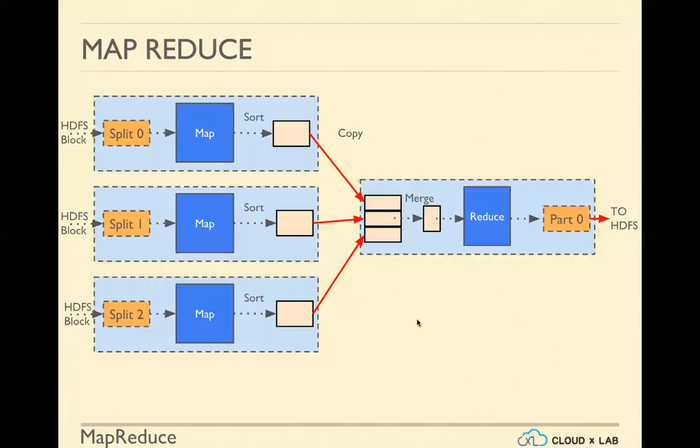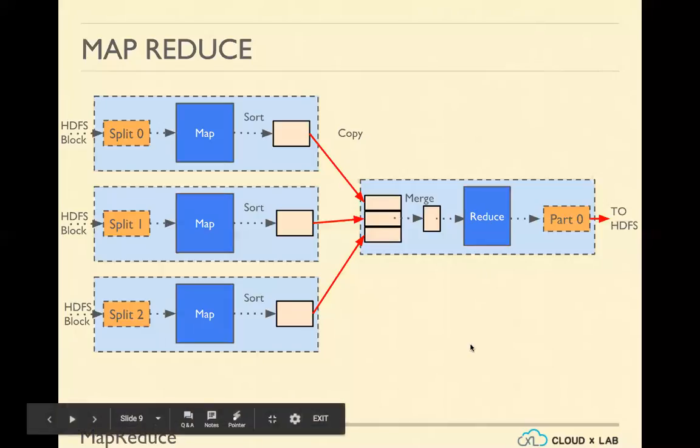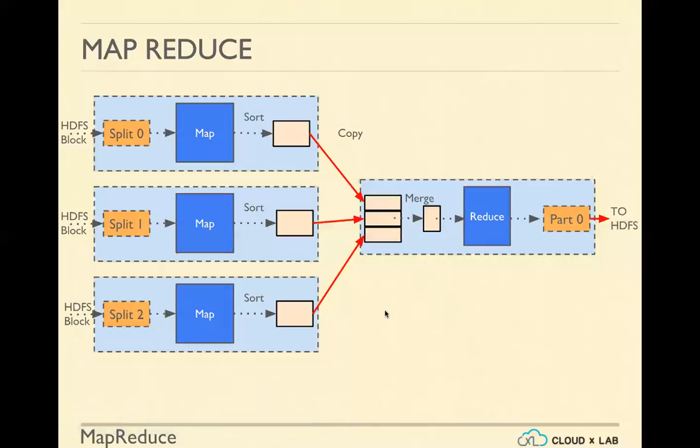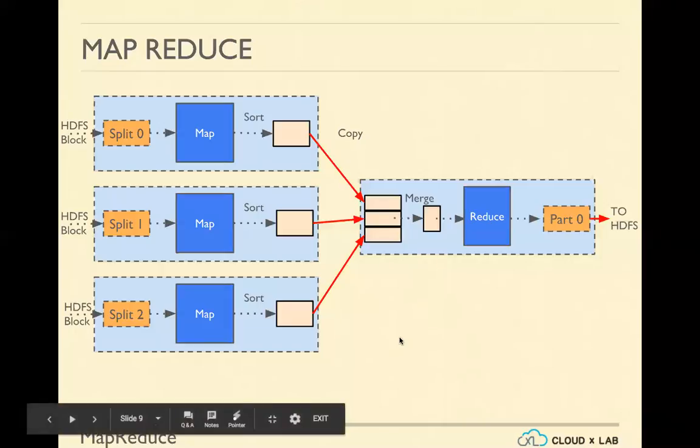A question from Grishma is, on which node does this merge happen? It could happen on either of them or on a third node or fourth node, a separate machine, based on the availability of the machine. Okay, we're going to show the code in a while.